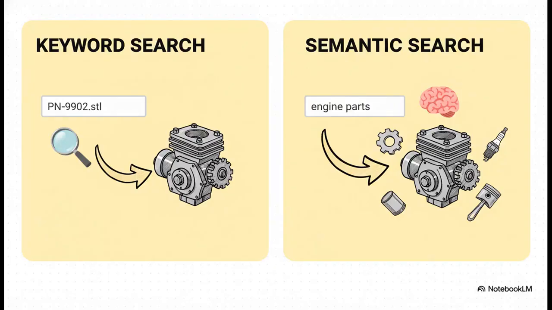And this is really the core magic right here. A normal keyword search forces you to know the exact cryptic file name like pn9902.stl. But with semantic search, you just ask for mechanical parts for engine, and the AI understands the concept behind your words to pull up the right file. It's a total game changer.